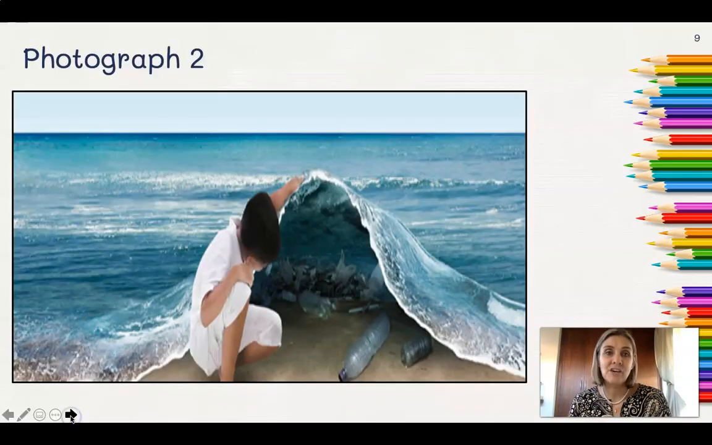Let's take a look at photograph number two. And again, I want you to pause the video. I want you to look at the picture of the little boy. Tell me what you see, all the visual details that you see. Tell me a little bit about what you're feeling when you look at that photograph, and then think about what you think the image is trying to convey, or what message it is trying to give us.